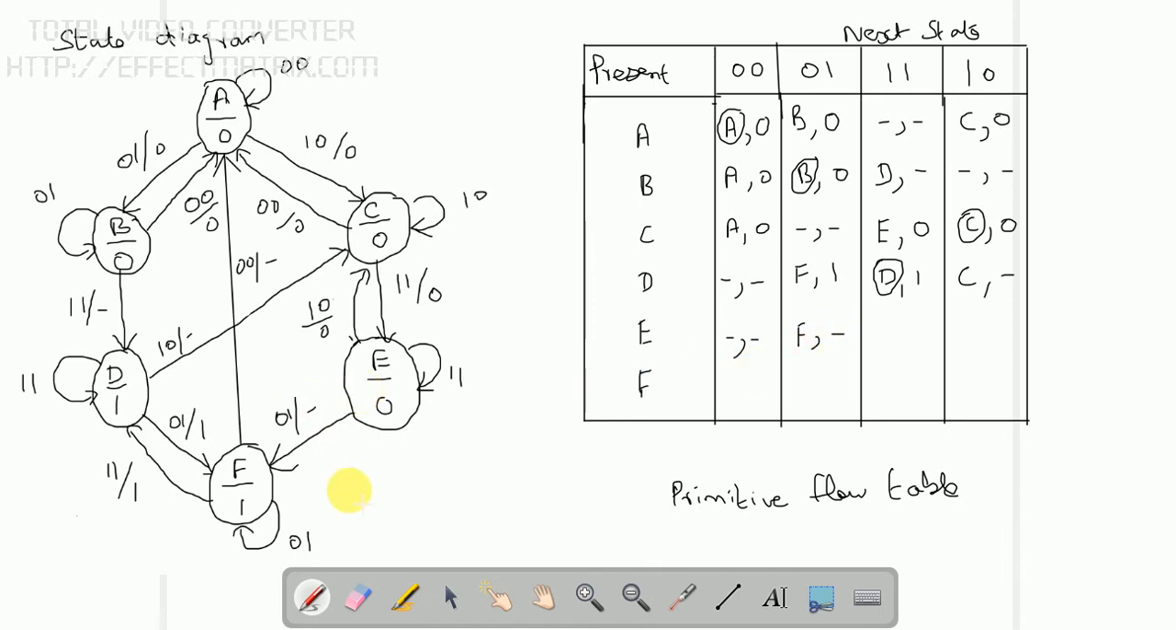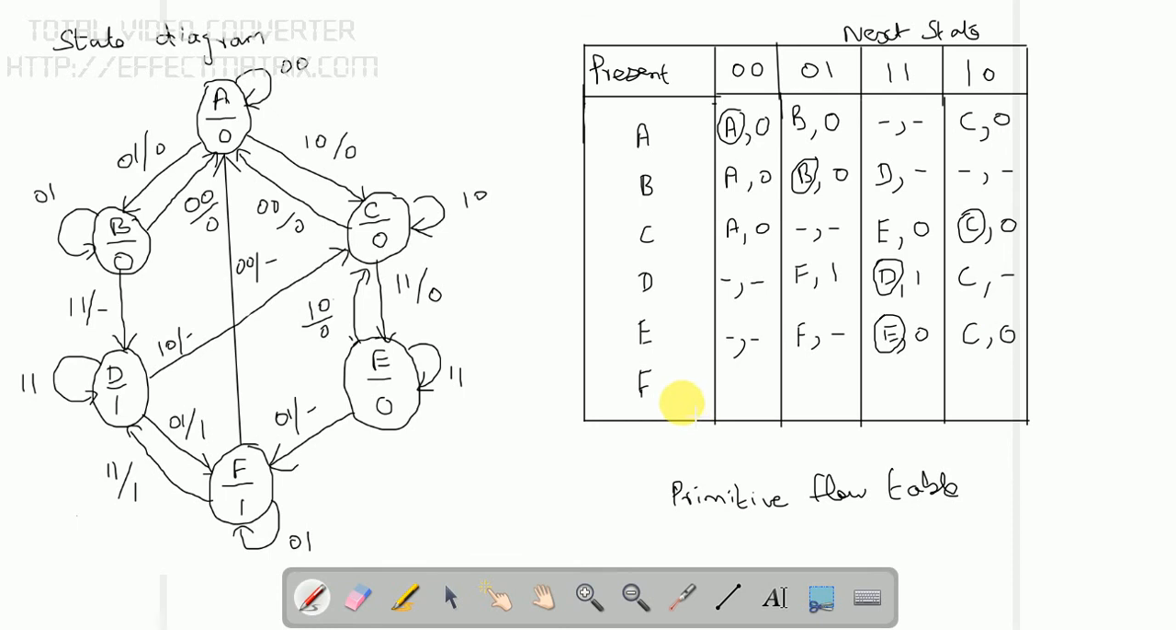Now next, 1 1. So E is already having the input of 1 1. So this is nothing but the self state. E comma 0. So 0 is the output of E. Next, from E to 1 0. So for E state, having the next state as C for 1 0. So from E to C, I have a connectivity. So C comma, both outputs are same. So C comma 0.